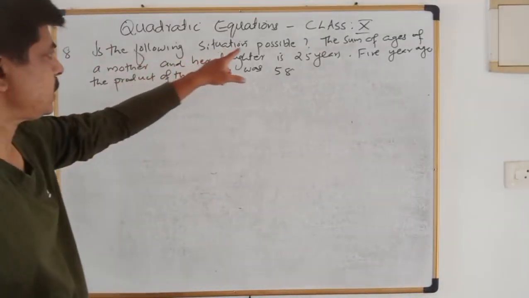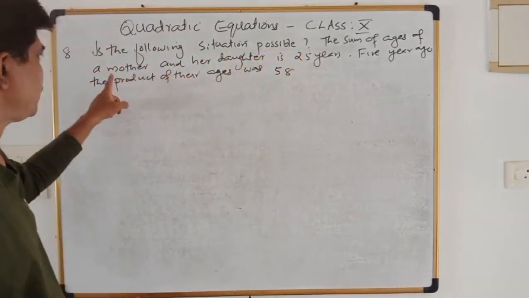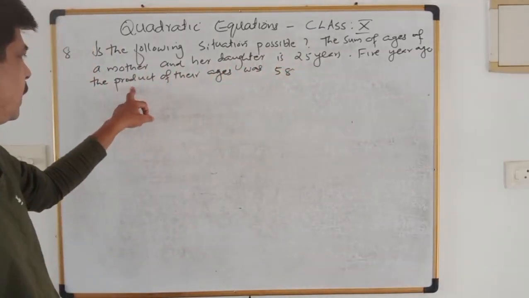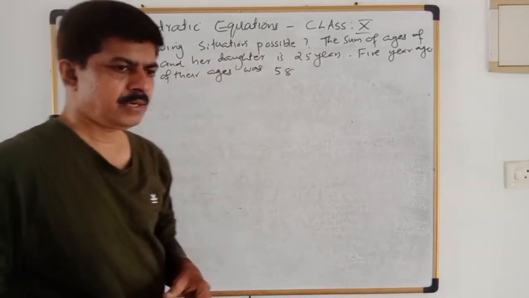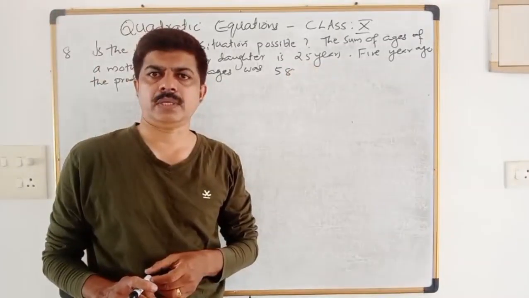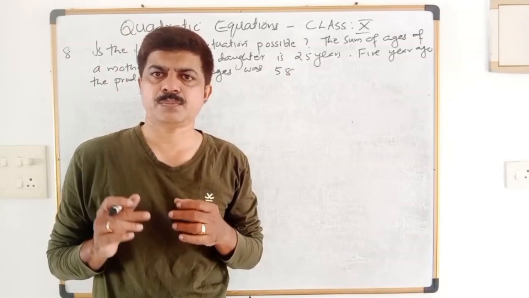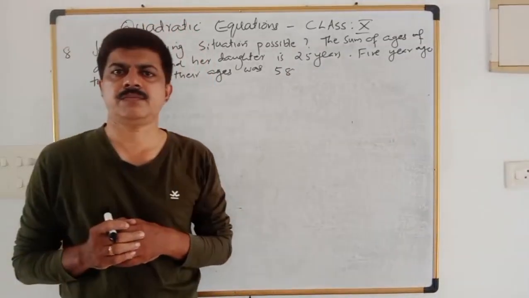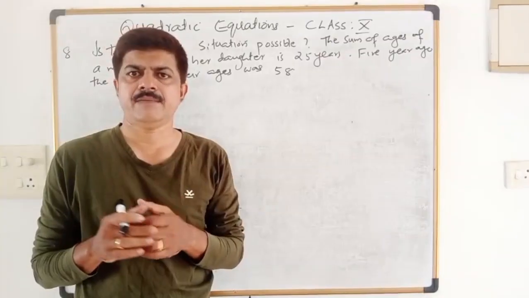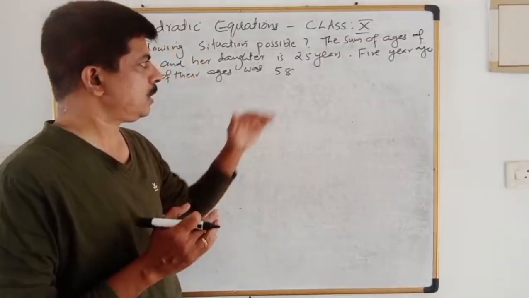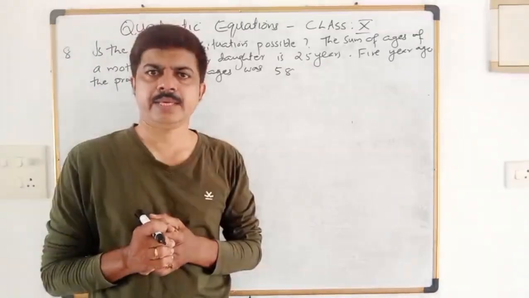This is our next question, the 8th one. Is the following situation possible? The sum of ages of a mother and her daughter is 25 years. 5 years ago, the product of their ages was 58. Okay, we want to check whether the given situation is possible or not. How can you check that? By using a quadratic equation. From the quadratic equation, we have to check whether the given situation is possible or not. So, according to the question, we make a quadratic equation.